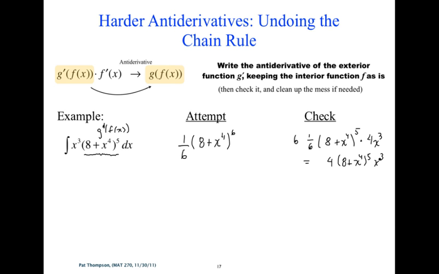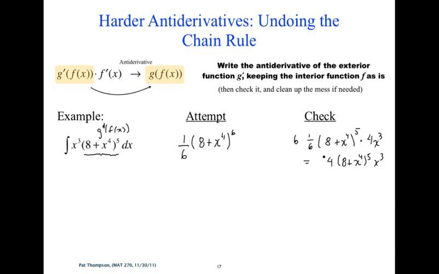Is that identical to the rate function we started with? So now the question is, what do we need to do to our attempt? How do we need to adjust our attempt so that if we took the derivative, we'd get exactly what we started with? So what do we need to do to adjust this attempt so that when we take the derivative, we get this?